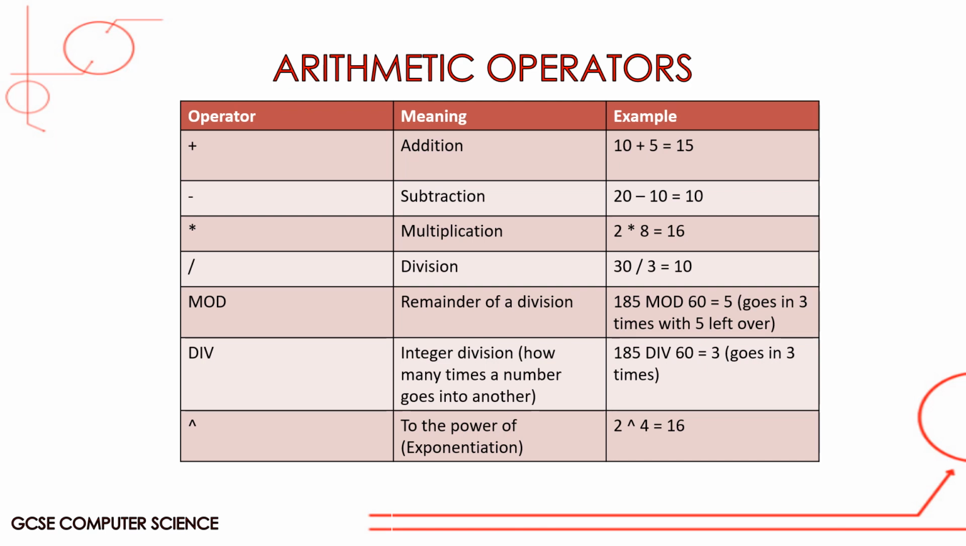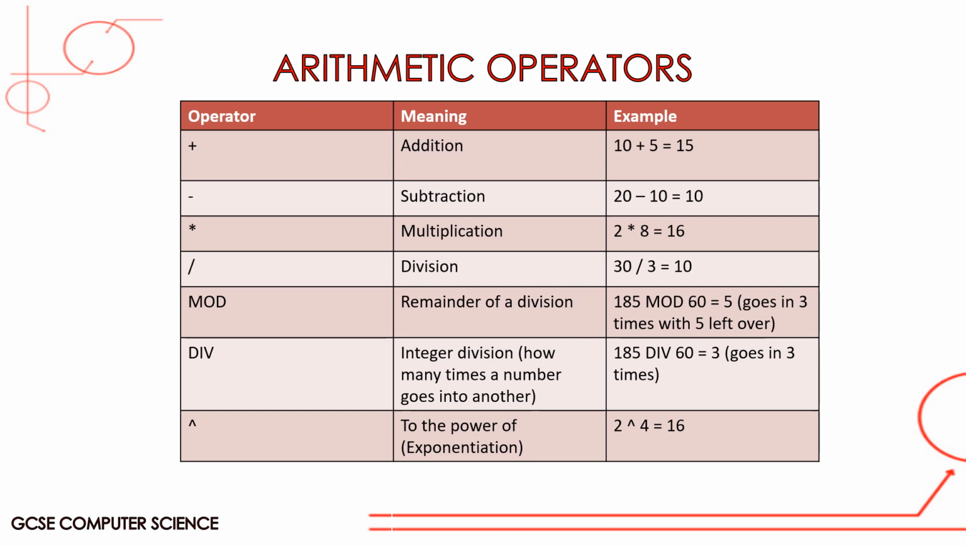And div is called integer division. In other words, how many whole number times does it go in? So 185 divided by 60 would produce a decimal. What you need to do is see how many times it goes in as a whole number. So it would be 60, 120, 180. It goes in 3 times with 5 as the remainder. So div returns the 3.